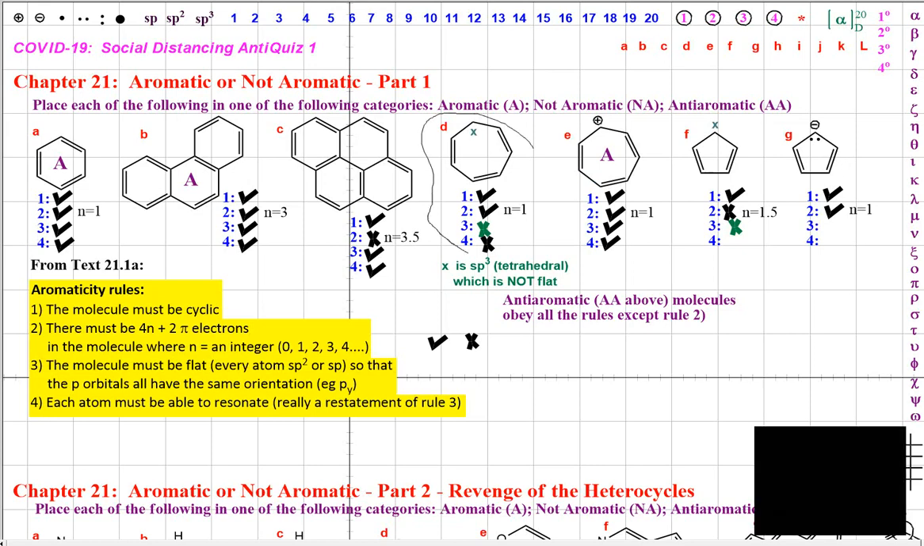Molecule D, because it's not flat, can't resonate in a circle. Because the resonance stops at an sp3 atom, you can't go through there. Same story for molecule F. The sp3 carbon prevents resonance around the circle.